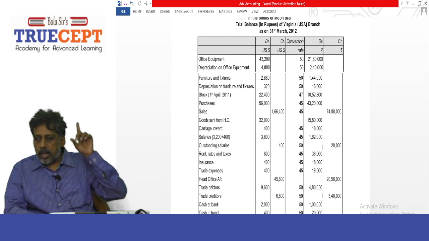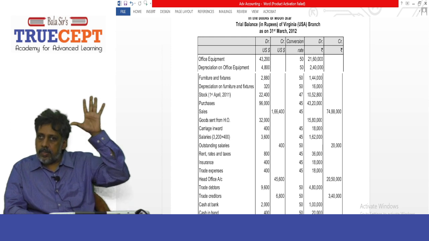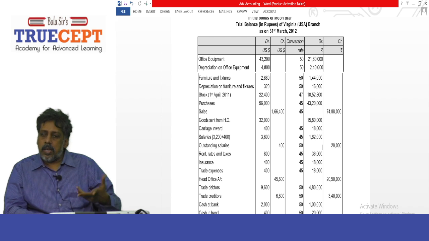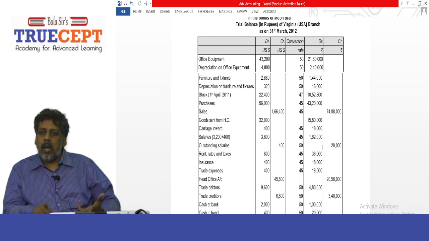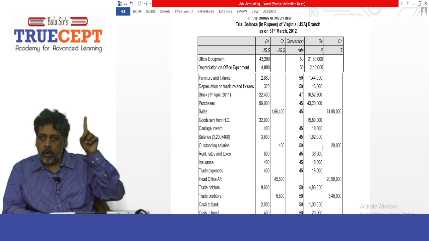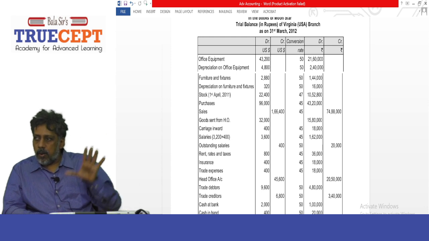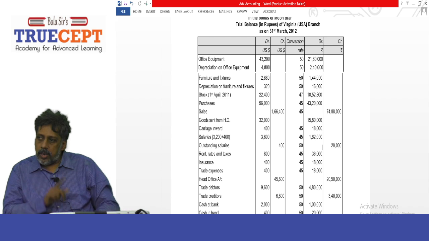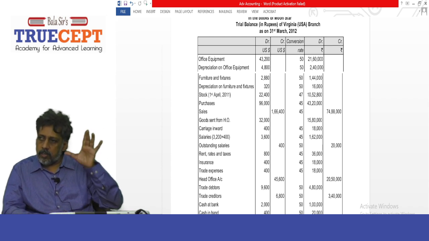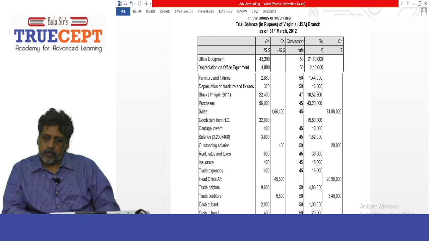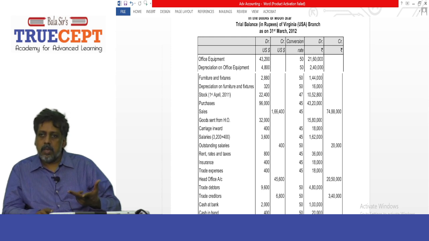Office equipment. Let's consider this amount after minusing depreciation. 48,000 minus 4,800, 43,200. So $43,200 at 50 rupee conversion rate. A closing rate, remember I said for non-integral foreign operation, all assets and liabilities will be at the closing rate of exchange. Opening stock, be careful, take the opening rate. Closing stock, closing rate. 21,60,000 rupees, nothing but $43,200 into rupees 50 a dollar.